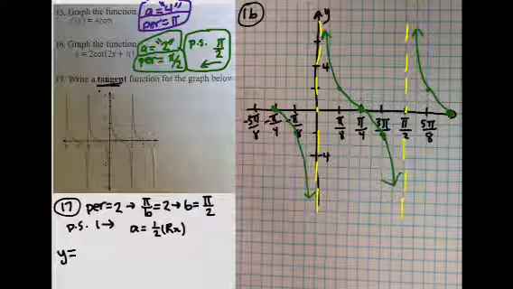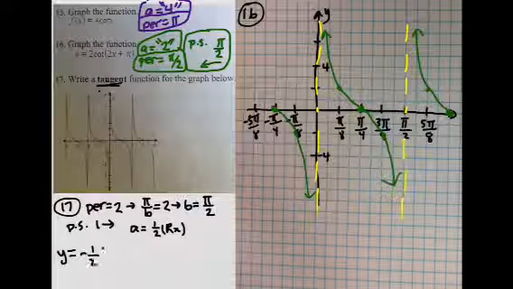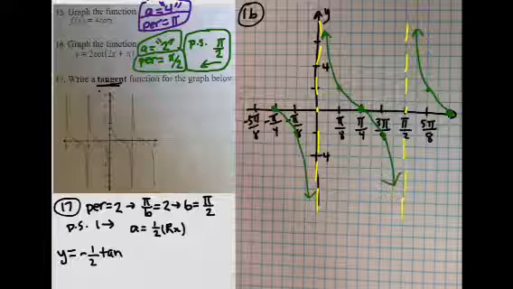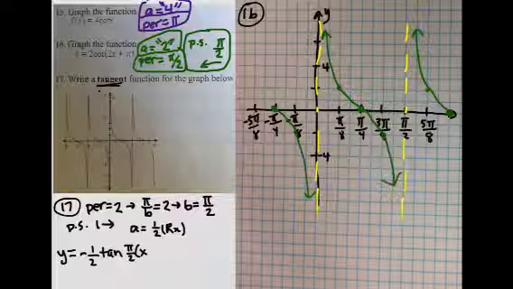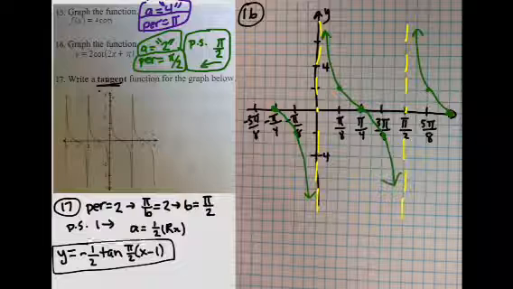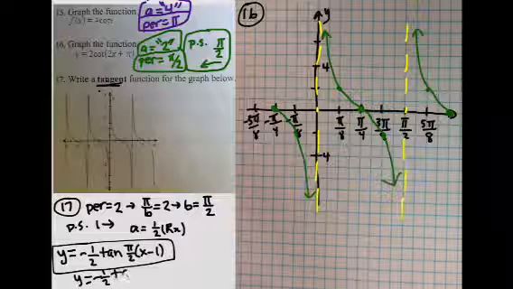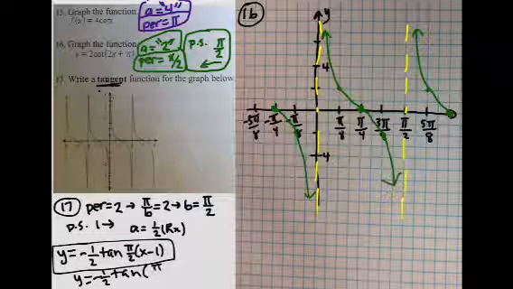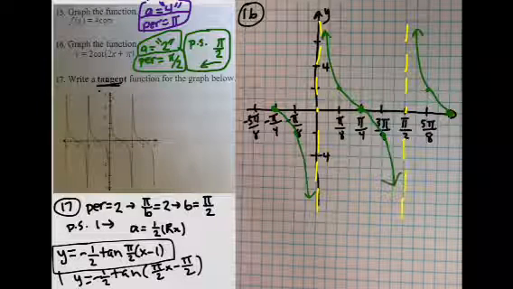And then the a value is 1/2, and with a reflection. Okay, 1/2 with the reflection. So I'm ready to write the equation. So y equals negative 1/2 tangent, and then the b is pi over 2. Since it's moving to the right, I'm going to put -1. So this one's perfectly acceptable. You could distribute the pi over 2 and write y equals negative 1/2 tangent, parentheses, pi over 2x minus pi over 2. And that one's okay too.